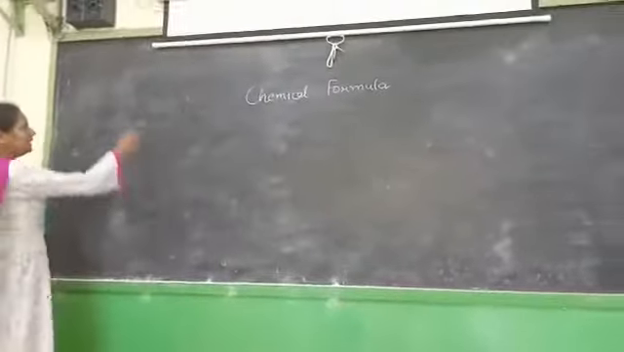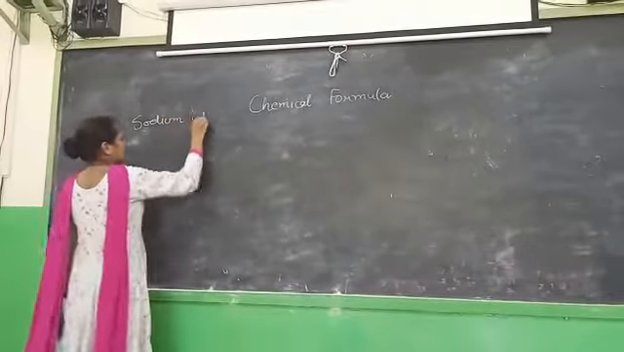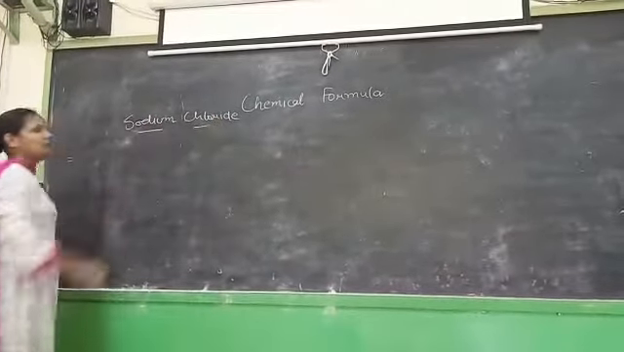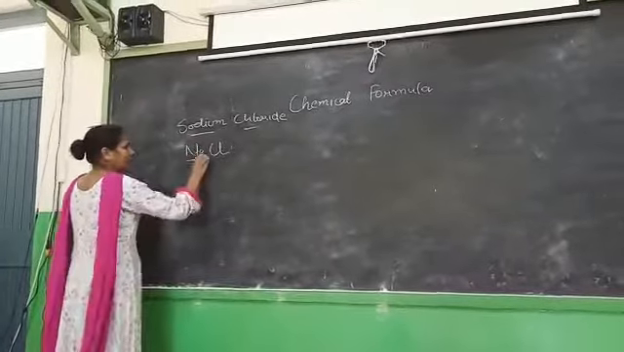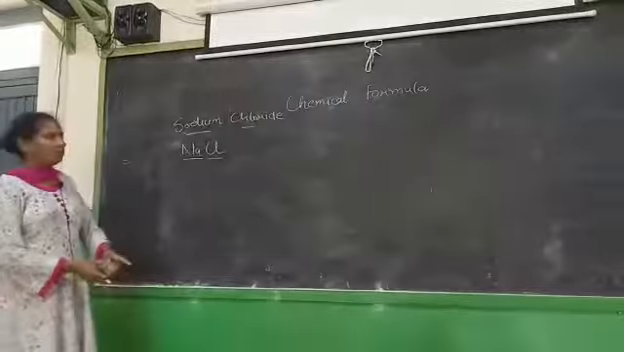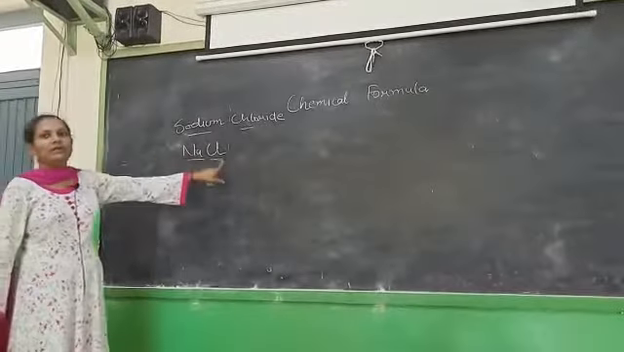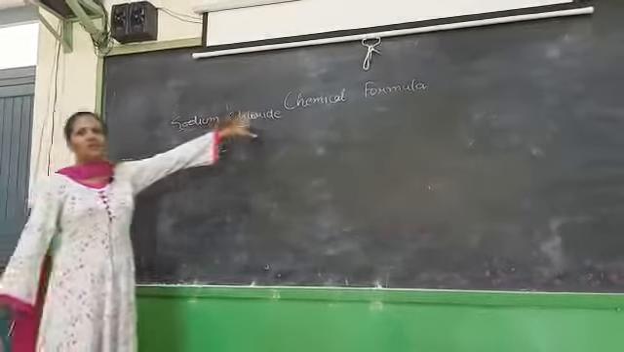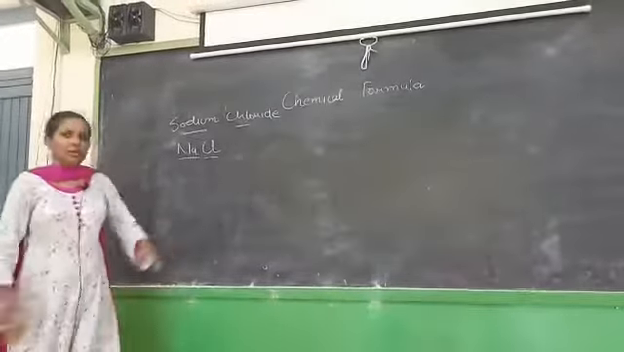So here I am taking an example of sodium chloride. Sodium chloride is a compound and its chemical formula is NaCl, where Na represents sodium and Cl represents chlorine. After seeing the formula we can check that 1 atom of sodium combined with 1 atom of chlorine leads to the formation of sodium chloride. And now how it is formed, how they combine, I'll explain to you.